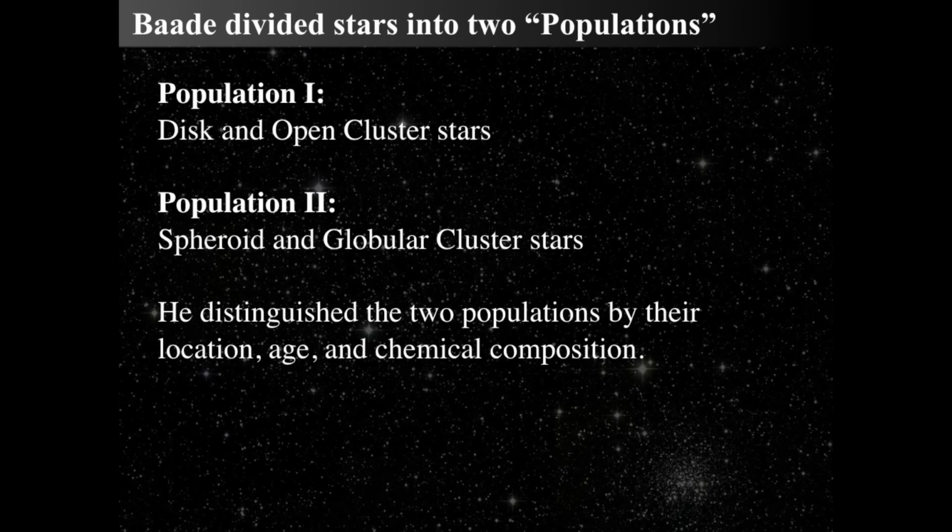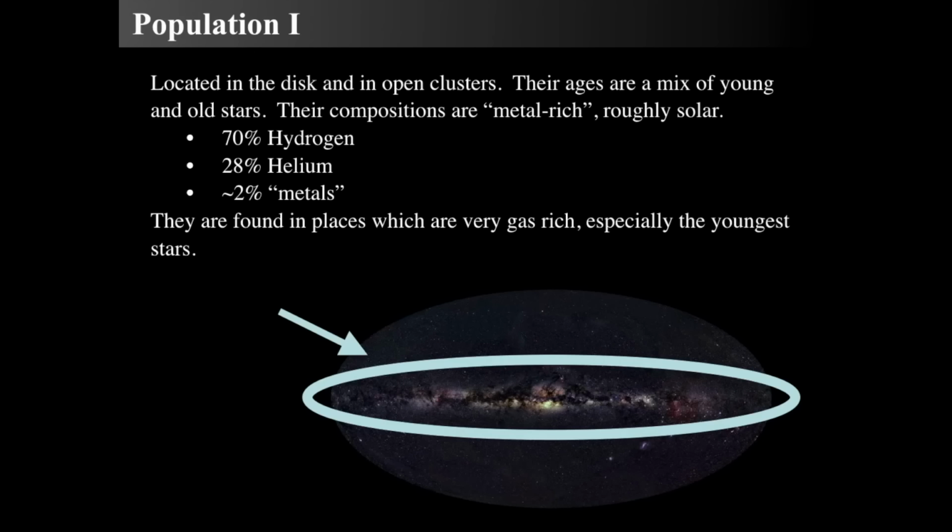We called one of them Population 1, and those were disk and open cluster stars. And Population 2 were spheroid and globular cluster stars. And the two populations were distinguished by where they were in the galaxies, how old they were, and their chemical composition. All right, each of those things is pretty important, so let's go through each one.